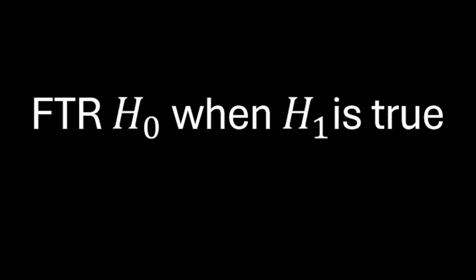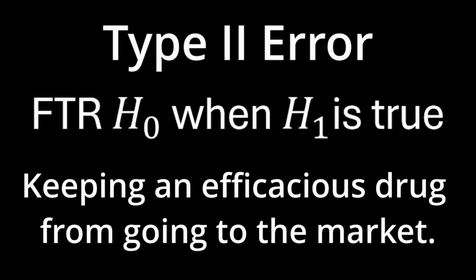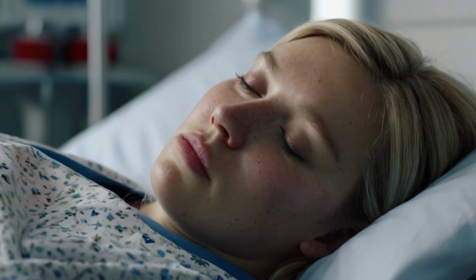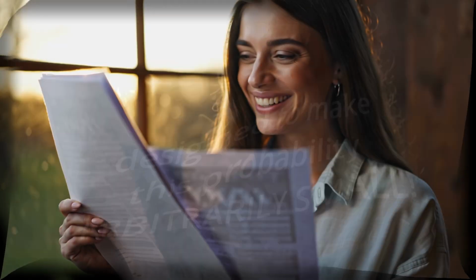The statistician who fails to reject the null hypothesis when the alternative hypothesis is true commits what is called a type 2 error. This would be like keeping an efficacious drug from going to the market. And here you could think of the people who could be helped by a good drug but won't get to take it, and stock prices that won't benefit from the potential profit. But again, the statistical hypothesis test can be designed so that this probability can also be made arbitrarily small. Another good deal, right?